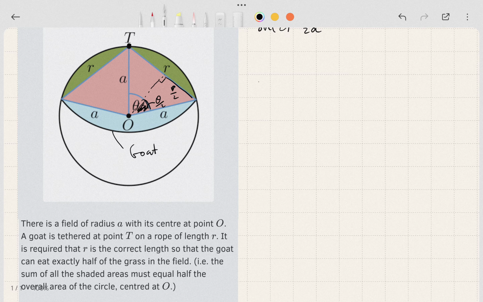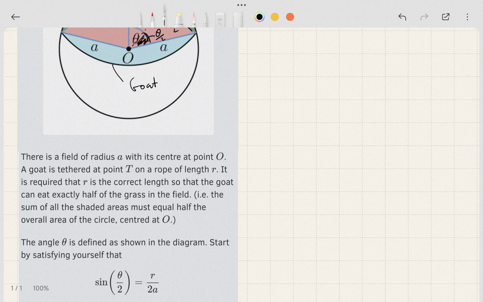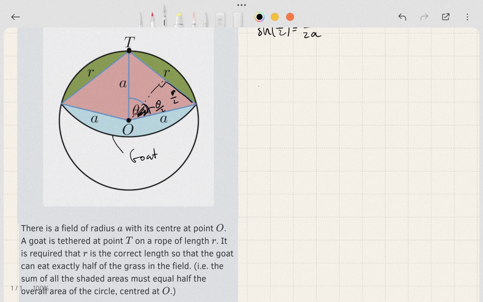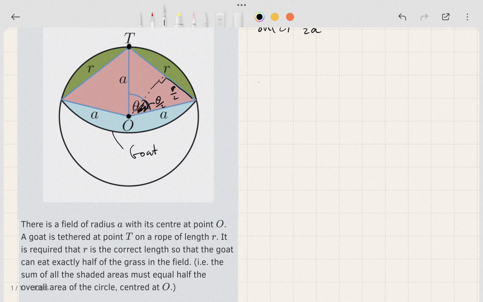It says it is required that R is the correct length so that the goat can eat exactly half of the grass. So let's think about how you can derive the shaded area. Essentially, you first need to find the area of this arc here.